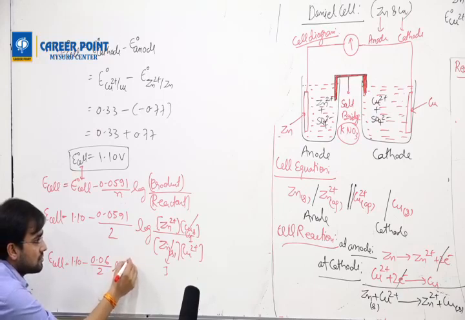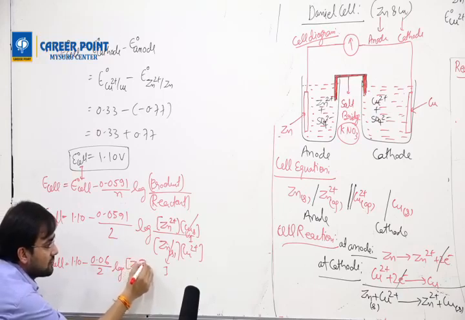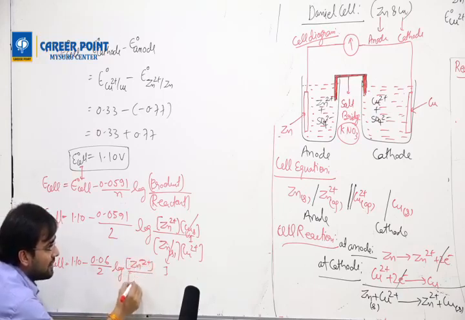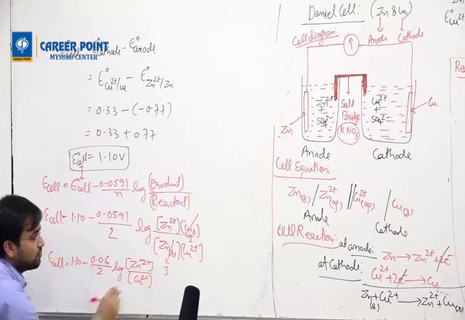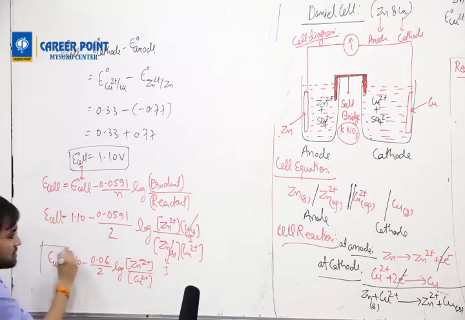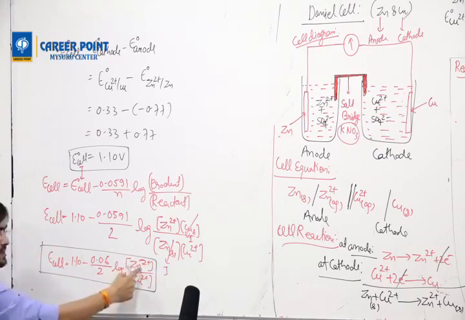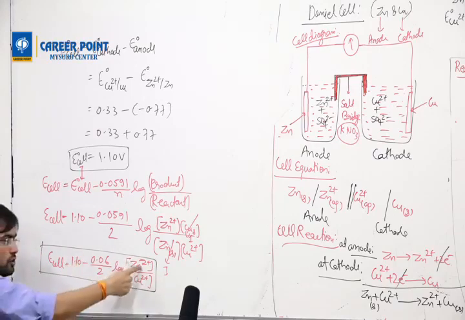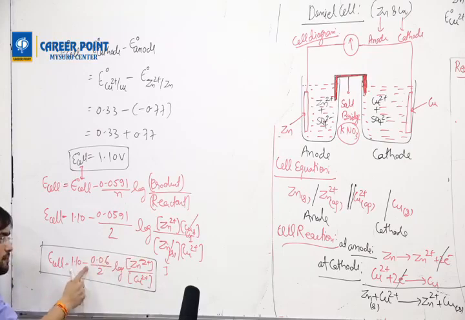Log Zn 2 plus divided by Cu 2 plus. If I know the concentration of Zn 2 plus and Cu 2 plus, I put those concentrations, I'll solve the log value, I'll multiply this, I subtract this from here, I get E cell. Understand now? Yes or no?